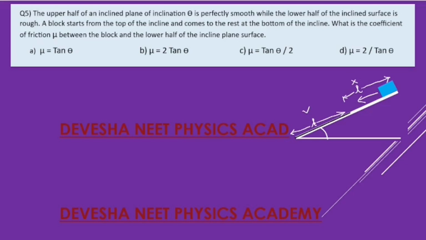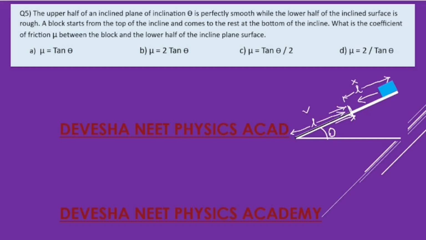So if there is friction here, then once the block is sliding and the moment it crosses this point, it will face a resistance from this side for its motion, right? So this is what will happen. So now let's go back to this.